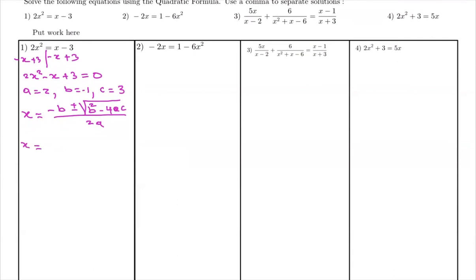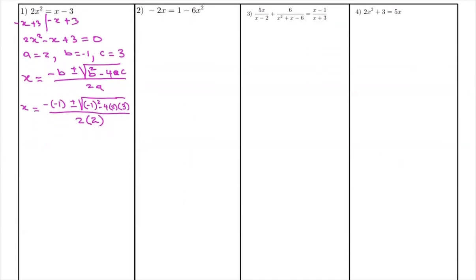B is negative 1, so negative b will be negative 1, plus or minus the square root of b squared, negative 1 squared, minus 4, a is 2 and c is 3, over 2 times the value of a, that is 2. Simplify inside of the radical first.